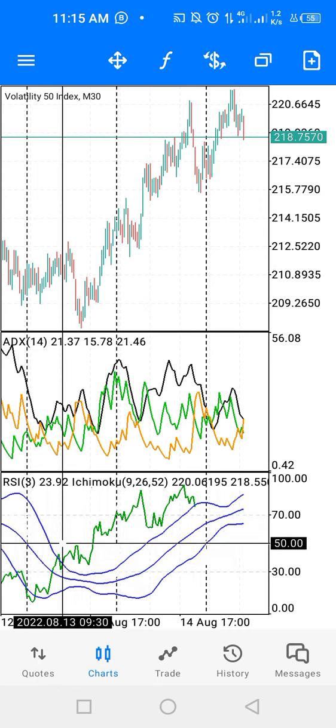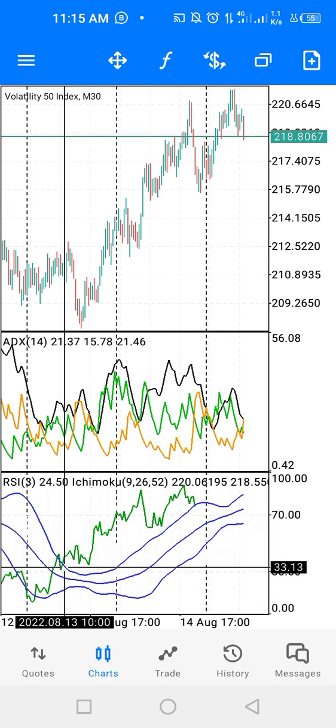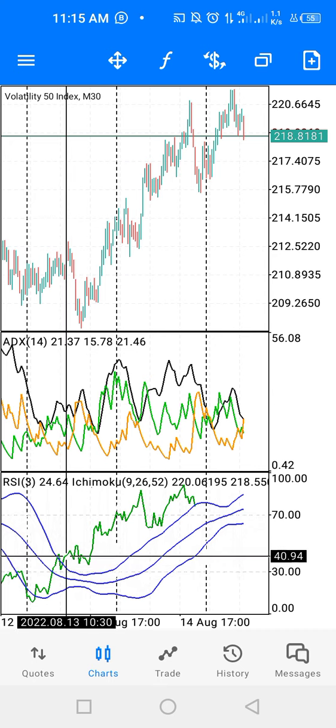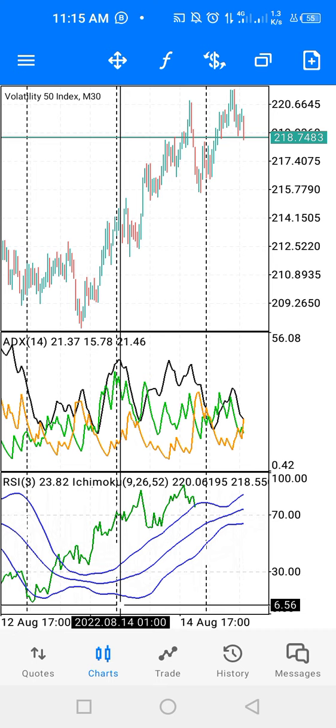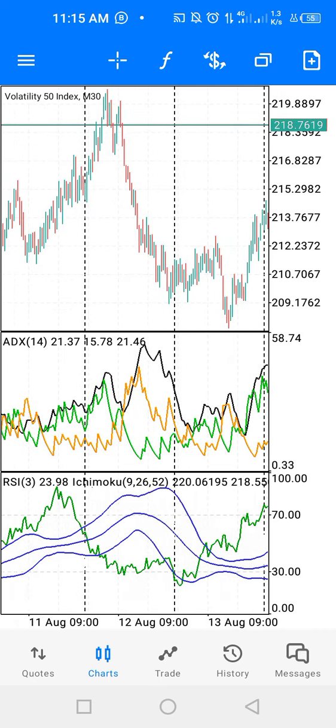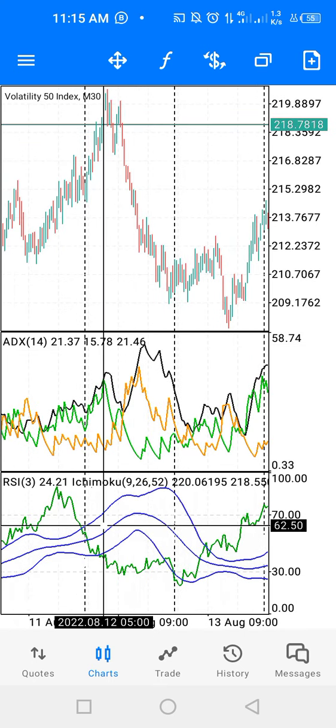Anytime the Ichimoku is above the BB, which is the Bollinger Band, you buy. Can you see from here? Look at it, it's a buy. So anytime it's below the BB, you sell.